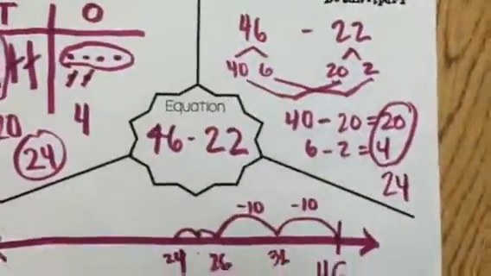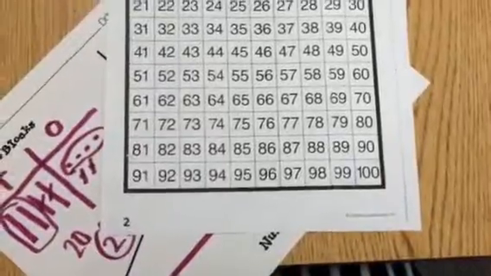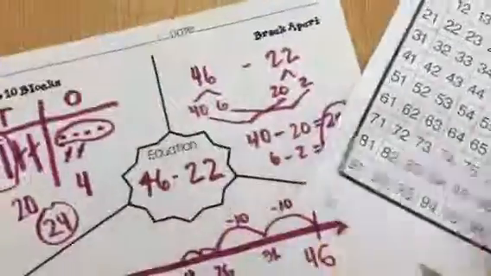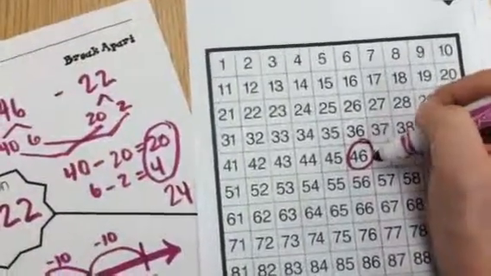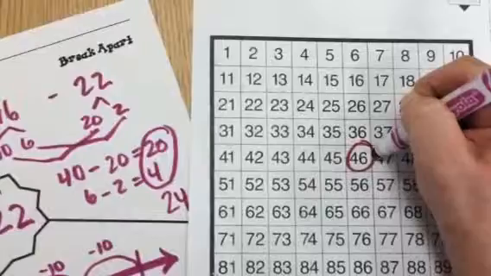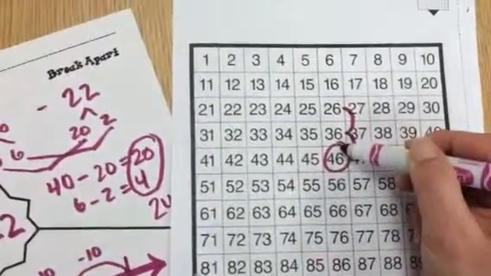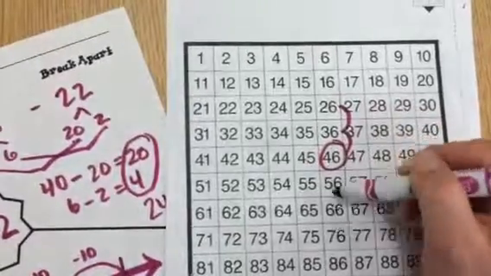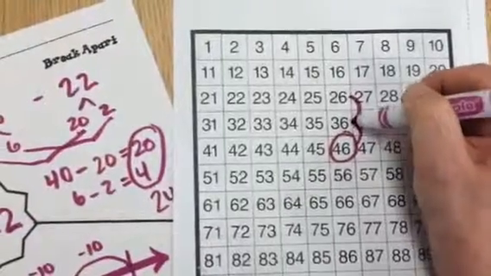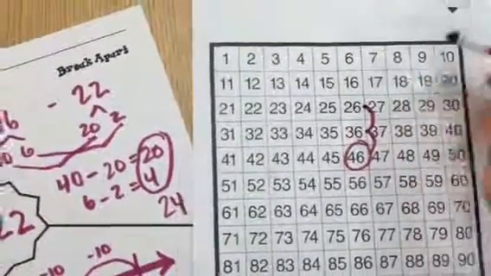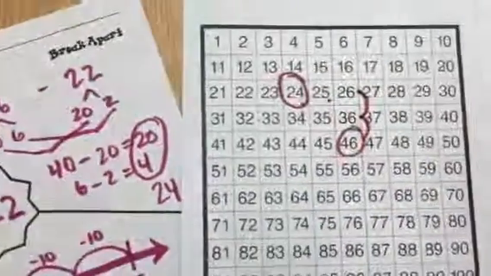Finally, we're going to solve it using the hundreds chart like we did before with addition. So we're going to start with 46, and then I'm going to jump backwards by tens. 10, 20, because the kids know that on a hundreds chart, the numbers in the columns are all differentiated by 10. So go backwards 10, backwards 20, and now I just need to go back 2 more ones. Minus 1, minus 2, and I land on 24.